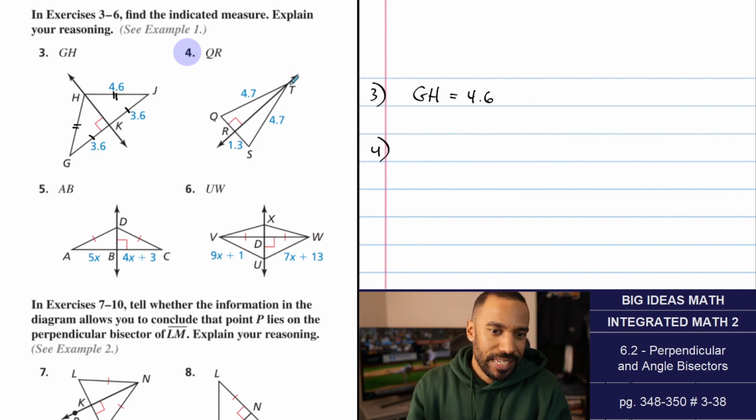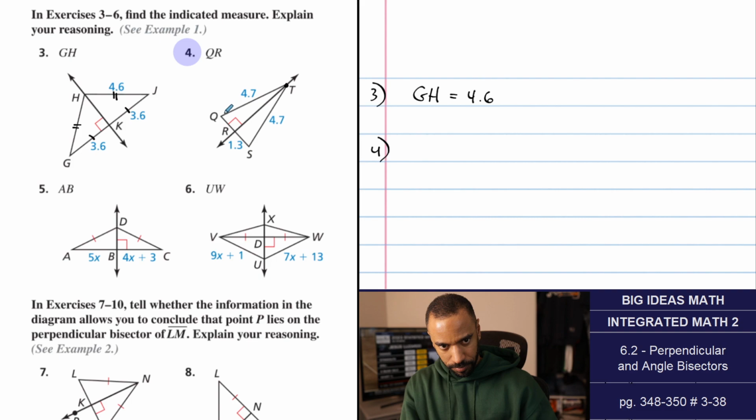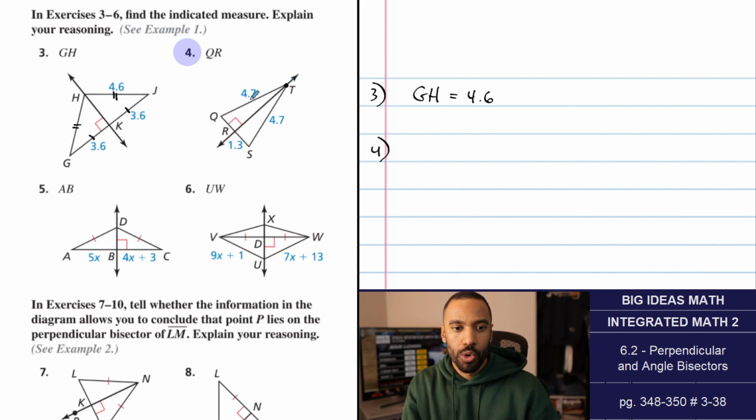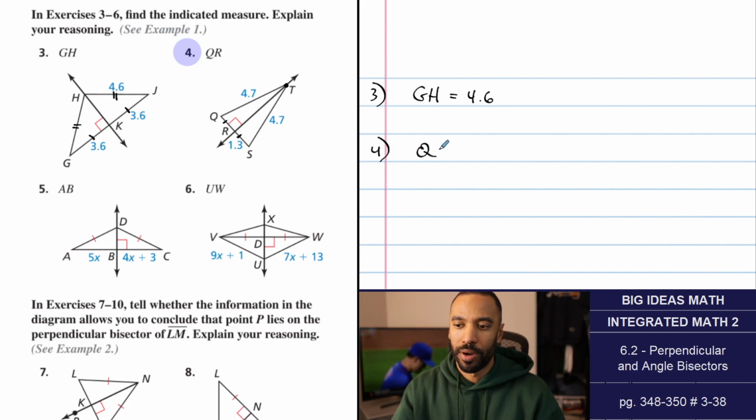Here you have point T, and line TR is perpendicular to segment QS, but point T, being on that perpendicular portion, is also equidistant to point Q and point S, the endpoints of that segment. This is the converse of the perpendicular bisector theorem, which states if T is equidistant to those 2 points, then it is on the perpendicular bisector of that segment. So, because this is the perpendicular part, you know that R is the midpoint of segment QS, and if RS is 1.3, then QR is also 1.3.